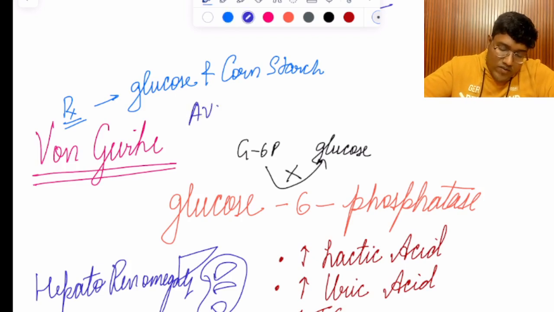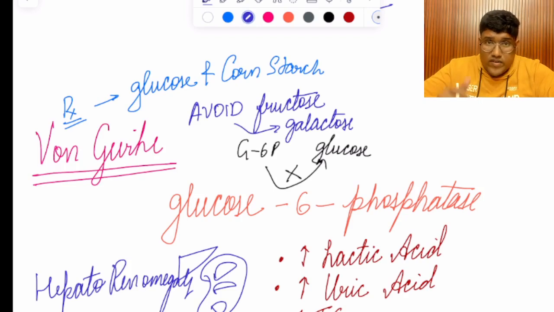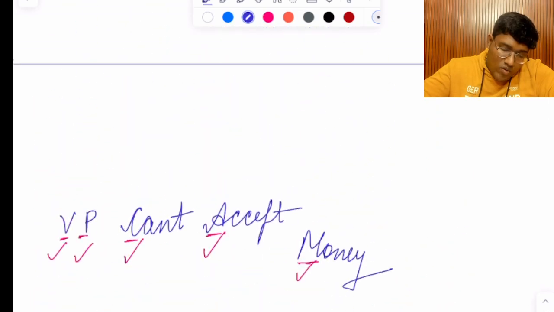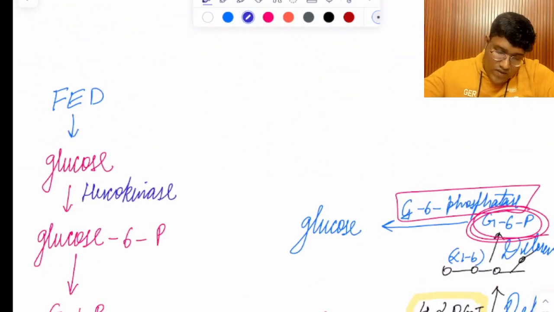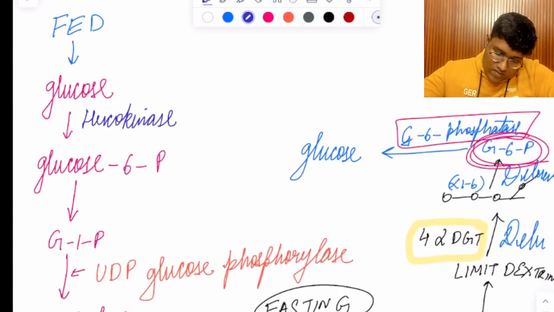It's very important because fructose and galactose are not going to maintain the blood sugar. So avoid fructose, and the same thing goes for galactose. Avoid fructose and galactose; give glucose as well as cornstarch. Now coming to Pompe's. So Pompe's is due to the enzyme that is going to break this.